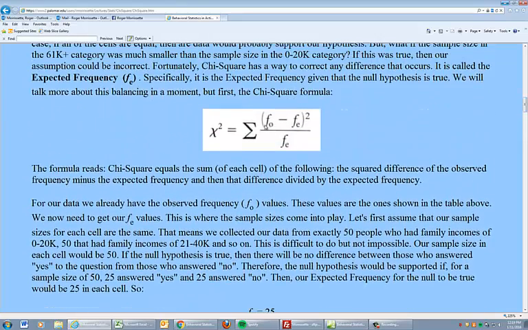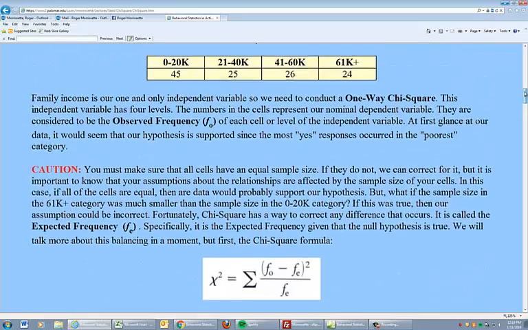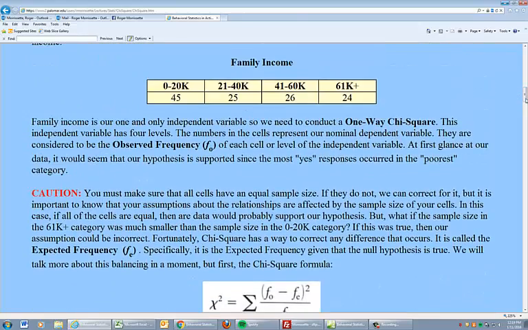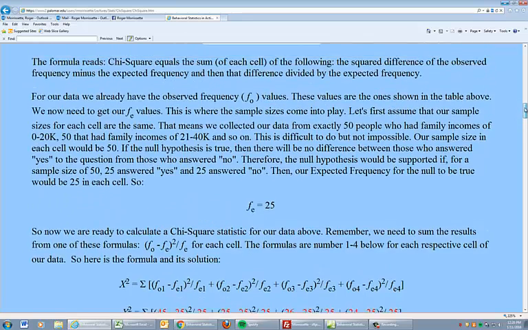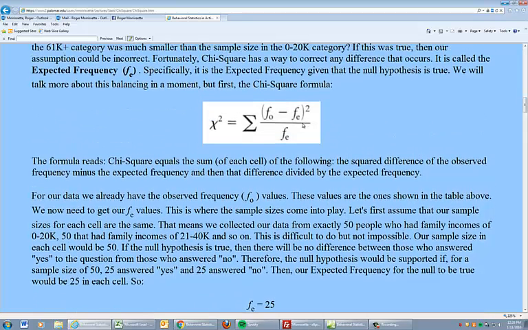Now the f sub o is the easy part because it's already given to you. So 45, 25, 26, and 24. We want to put that wherever these f sub o's are. Okay, right on down the line. The f sub o's are in there. The tricky part of chi-square is f sub e, and it's actually trickier with one-way chi-square. F sub e is the expected frequency if the null hypothesis were true. The expected frequency if the null hypothesis were true.